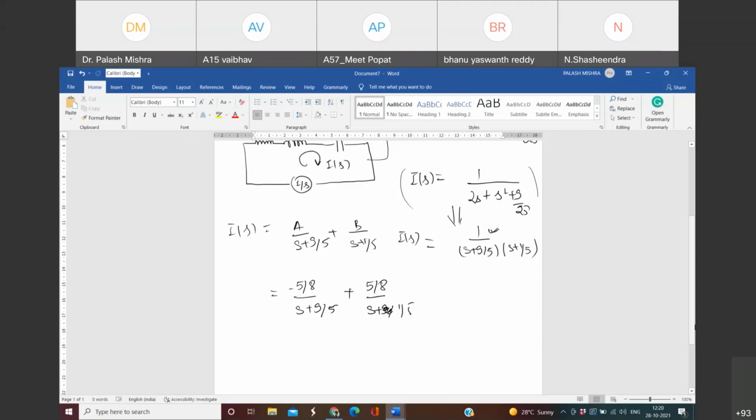Okay, and you have to take the Laplace inverse again. Then Laplace inverse of these two values are minus 5 by 8 times Laplace inverse of 1 upon s plus a, which is e to the power of minus 9 by 5 times t times ut, plus 5 by 8 times e to the power of minus 1 by 5 times t times ut. So this is the answer. This is how you have to do the questions. Any doubt in this, you can ask me.